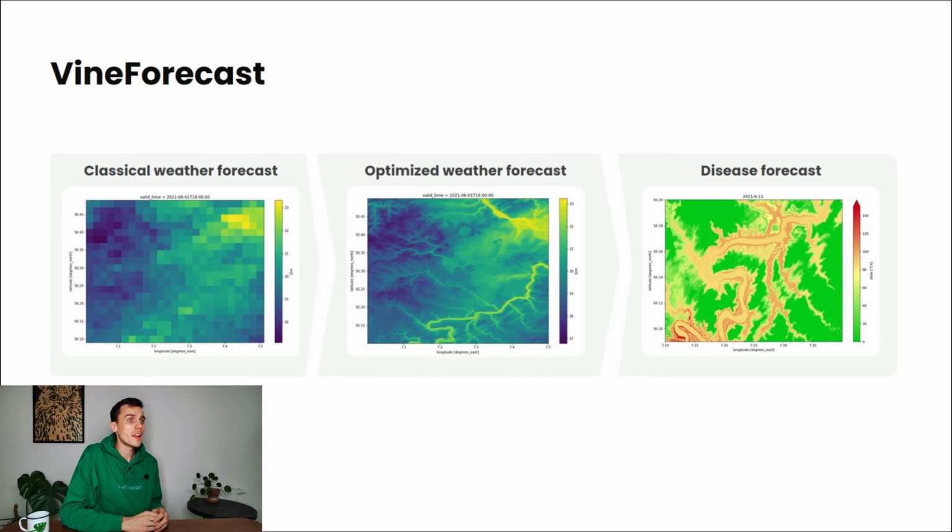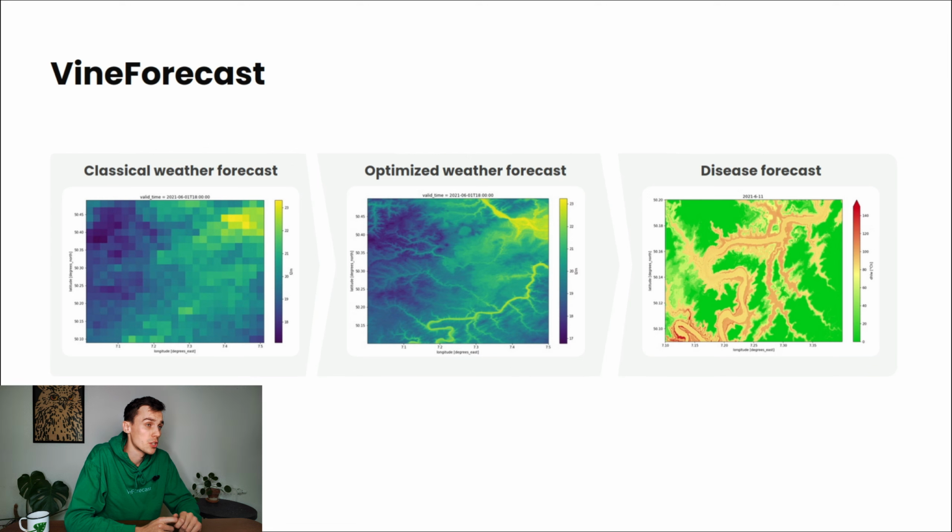That's why we at VineForecast have developed an AI algorithm that subsequently brings such a standard weather forecast for essential variables such as temperature to a 50 by 50 meter resolution. To do this, we provide the AI with additional information about the topography. The AI can then use this extra information to correct the standard weather forecast. This process is also known as downscaling of the weather forecast.